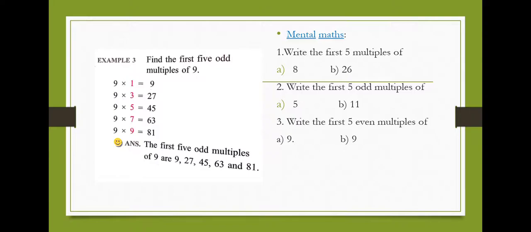My dear children, this is a mental math. You have to do it in your classwork copy. Write the first 5 multiples of 8 and 26. First 5 numbers you have to take, multiples of 8. That means 8th table you have to use and 26th table you have to use. Question number 2. Write the first 5 odd multiples of 5 and 11. First 5 odd numbers you have to write. Which table you are going to use? 5 and 11. Then find the answer.